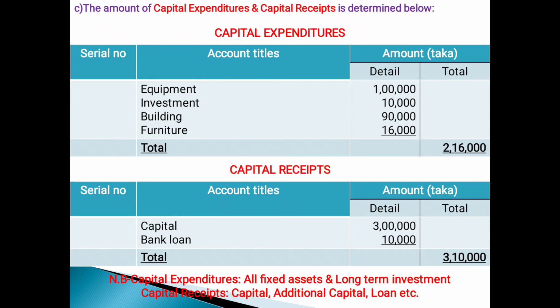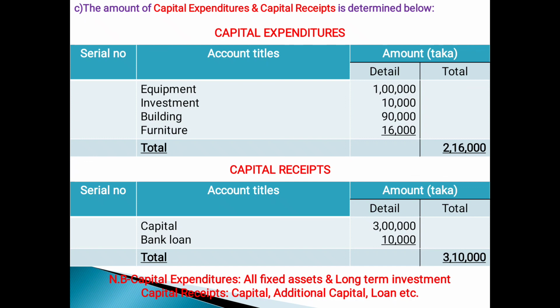Capital receipt. In this creative question, totally 2 items of capital receipt are available in this trial balance. Capital, first one for taka 3 lakh, and bank loan taka 10,000. Total of capital receipt is taka 3,10,000.